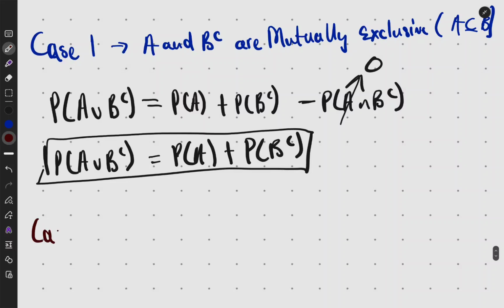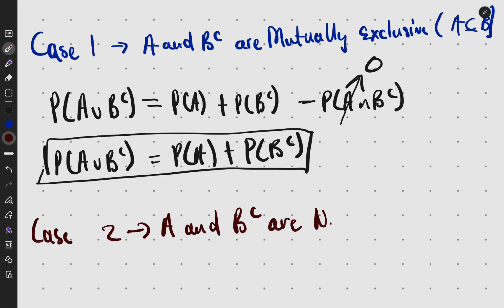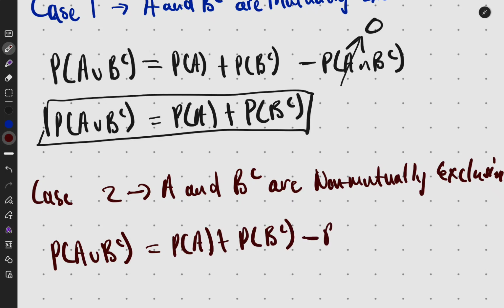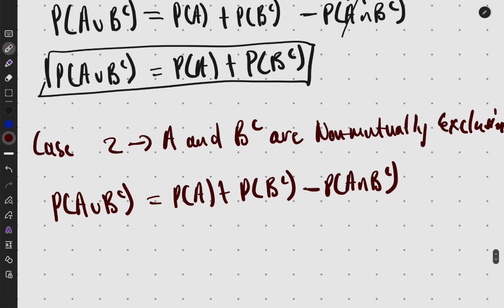Now what about case 2? For case 2, this is the last one, A and B complement are now non-mutually exclusive. When they are non-mutually exclusive, how do we do it? We will now say the probability of A union B complement is going to be the probability of A plus the probability of B complement, then minus the probability of A intersection B complement, like this. But now we know what this is. We have talked about this.